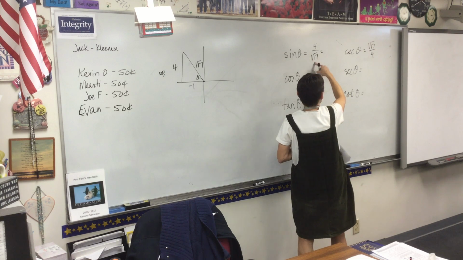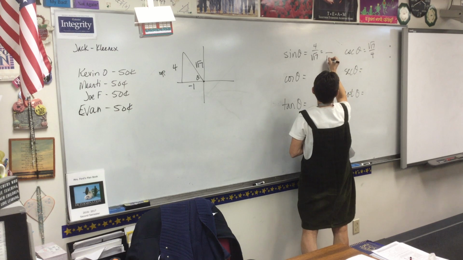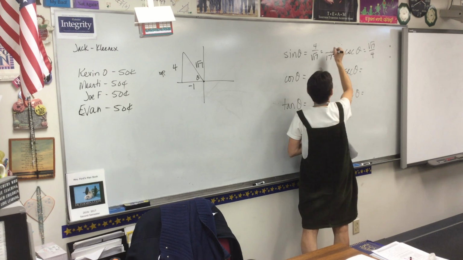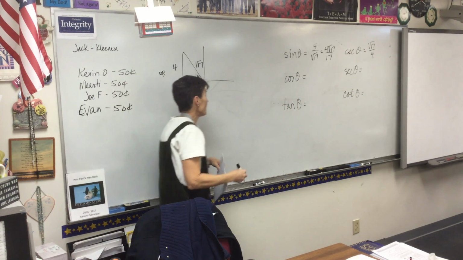Chase Stewart, how does that rationalize? What does that become? Well, the bottom becomes 17 and the top becomes 4 root 17. Perfect. Beautiful.